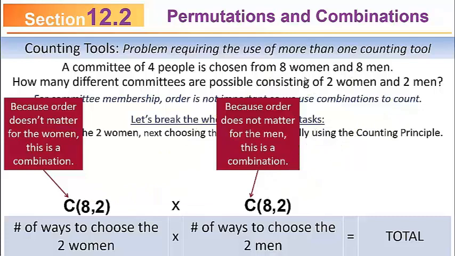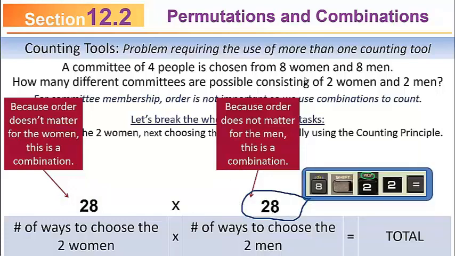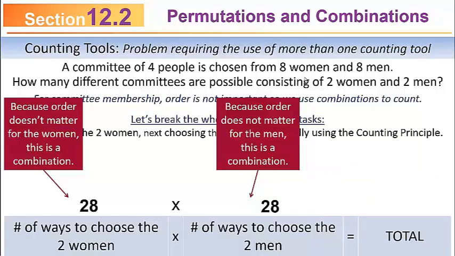So now we've got to calculate the combination of 8 things taken 2 at a time. Well, that is 8, shift 2 for combination, press 2 because that's the r, and hit equal to, and that gives you 28. And just by happenstance, notice that the other combination is also a combination of 8 things taken 2 at a time, so that's also going to be 28. Doesn't have to be the same, but in this case it is. So there are a total of 28 times 28, which is 784 different ways you can choose 2 women and 2 men to be on a committee if there are 8 women and 8 men to start with.